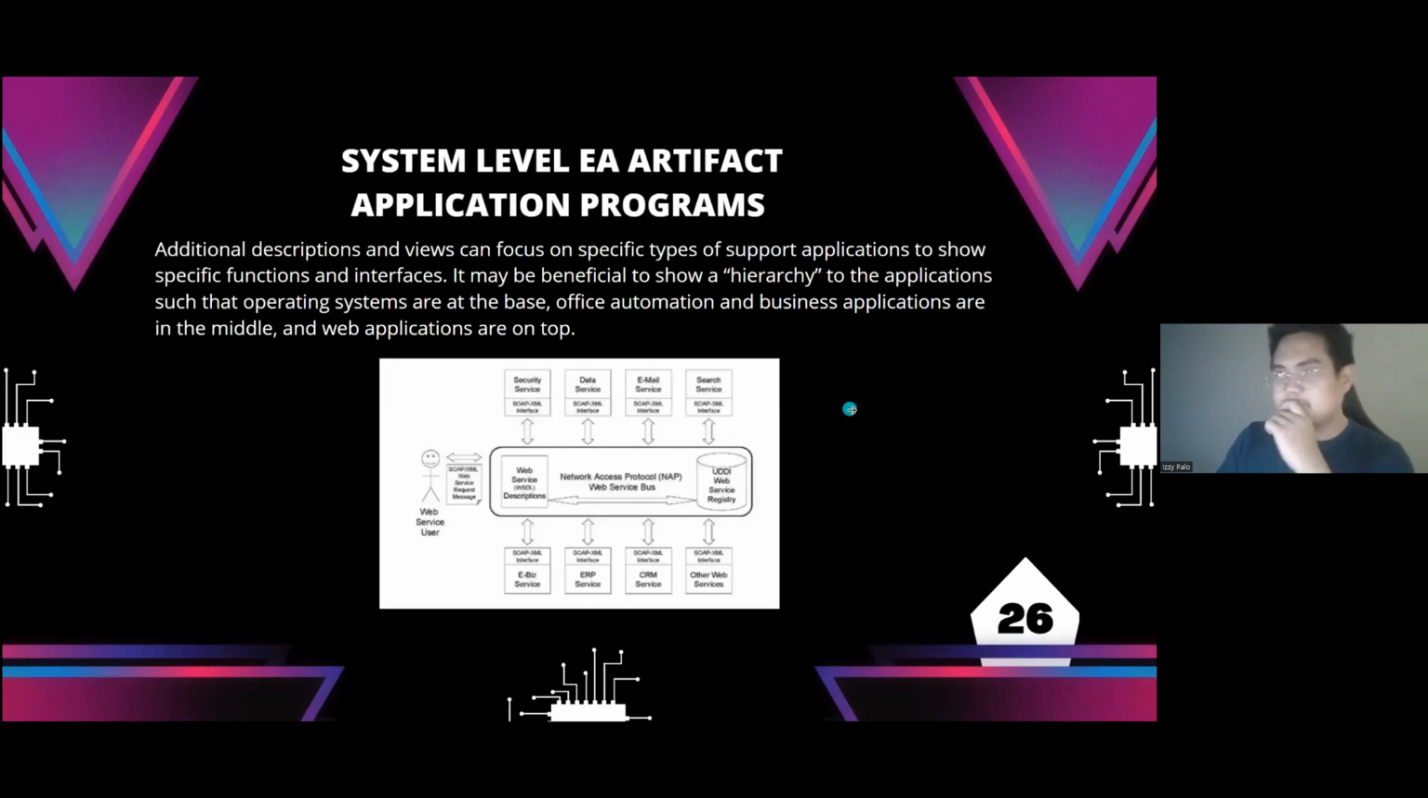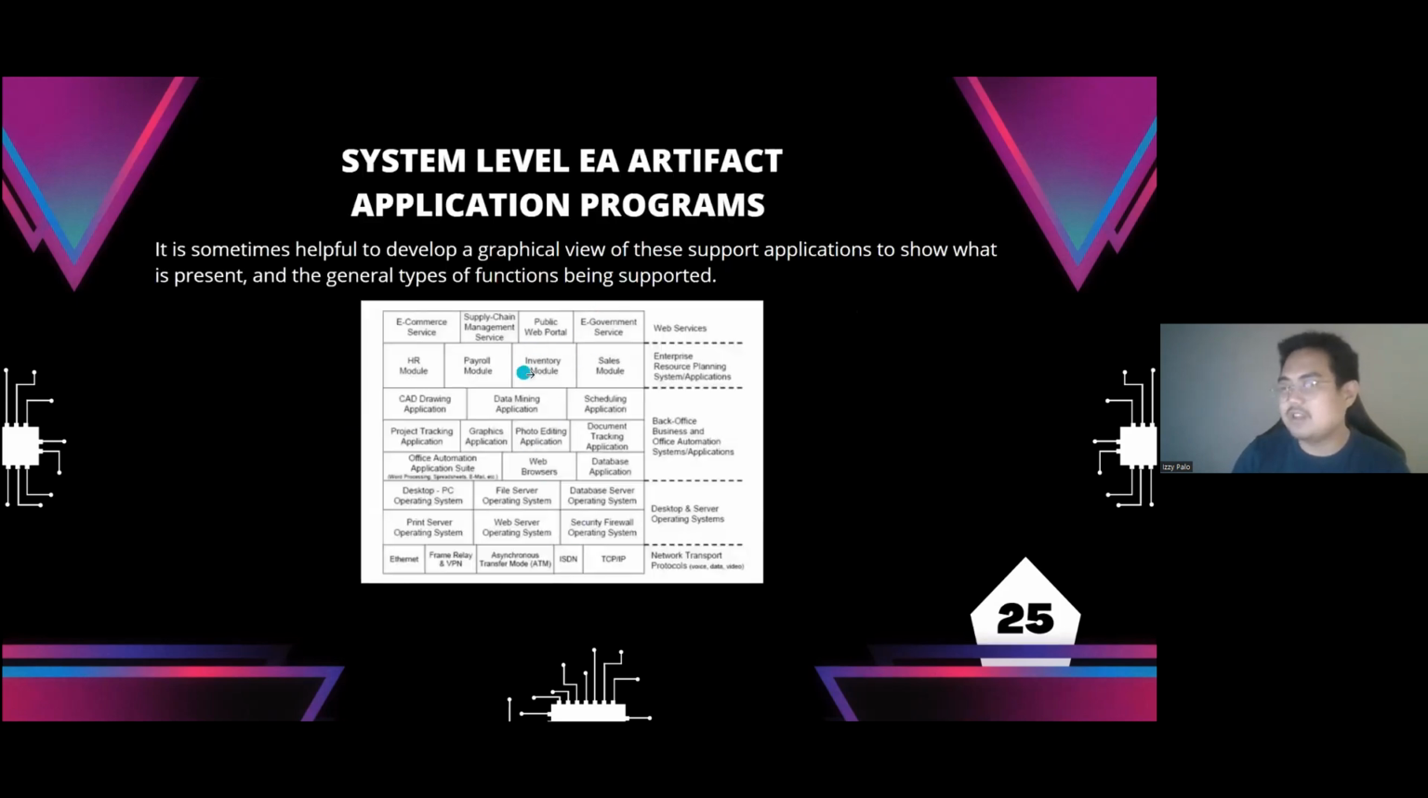So additional descriptions and views can focus on specific types of support applications. It may be beneficial to show a hierarchy of applications such as operating systems at the base, office automation applications in the middle, and web applications on top. This is a different image, but if you go back to the first one, it explains the hierarchy: web services, ERP, back office, operating system, and networks.